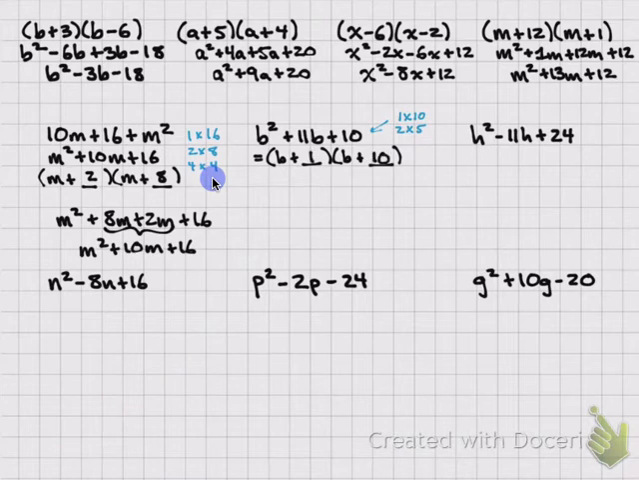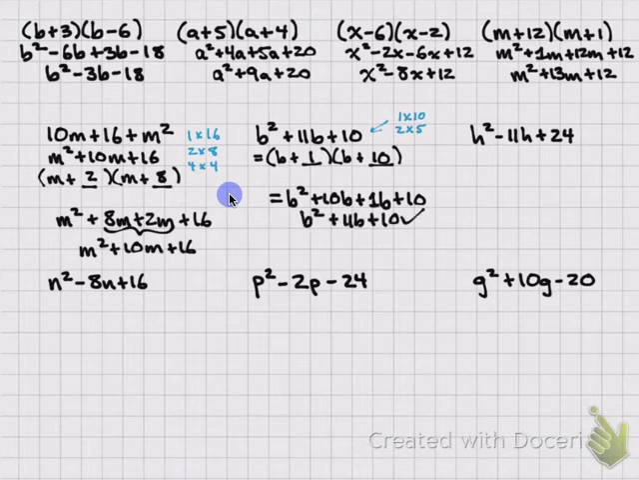Let's just confirm. If we were to multiply this out, we would get b squared plus 10b plus 1b plus 10. Oh, check it out. We would get b squared plus 11b plus 10. This is awesome. That is exactly what we were hoping. And so we have factored this correctly. And so hopefully we're starting to get in a bit of a groove here.